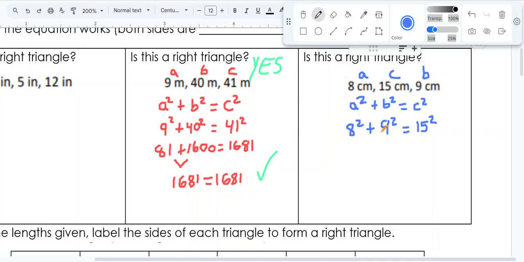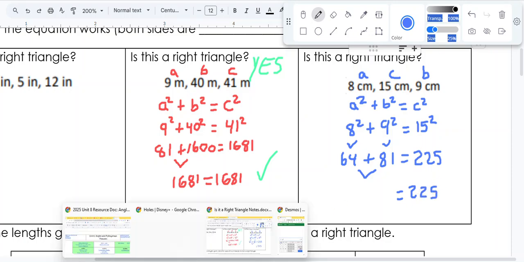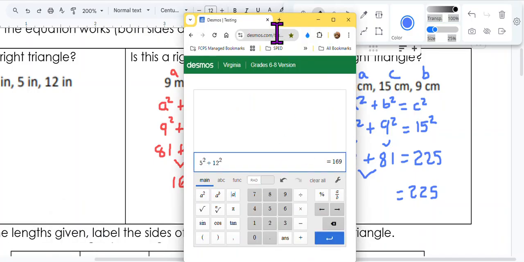So from here, what I do is I square my numbers just like I did on this one over here. 8 squared is 64. 8 times 8 is 64. 9 squared is 9 times 9, which is 81. 15 squared is 15 times 15, which is 225. All right, so now I want to add these two together and see if it equals 225. If it equals 225, it is a right triangle. If it does not equal 225, it is not a right triangle, right?